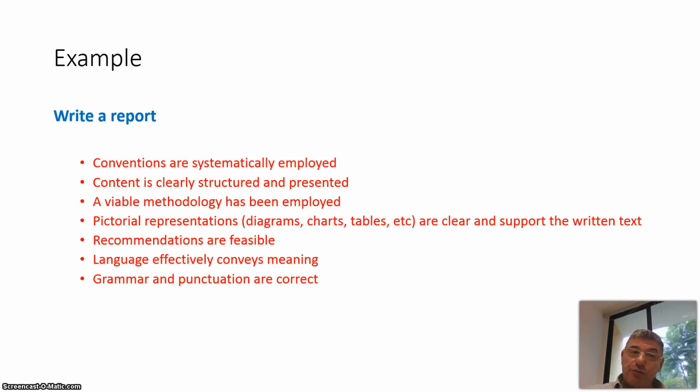So I hope that gives you a pretty good overview of how to write objectives in this particular way.